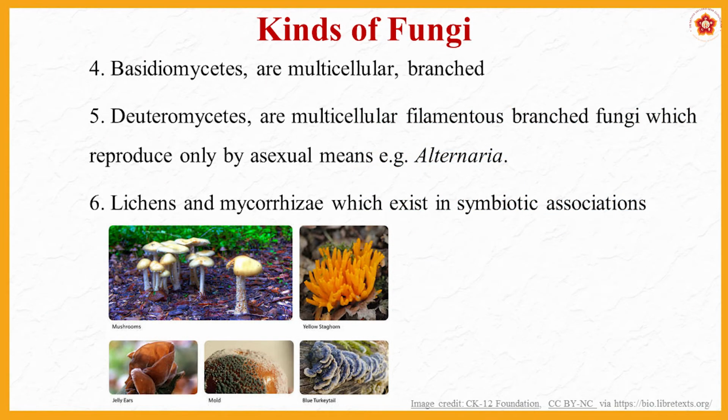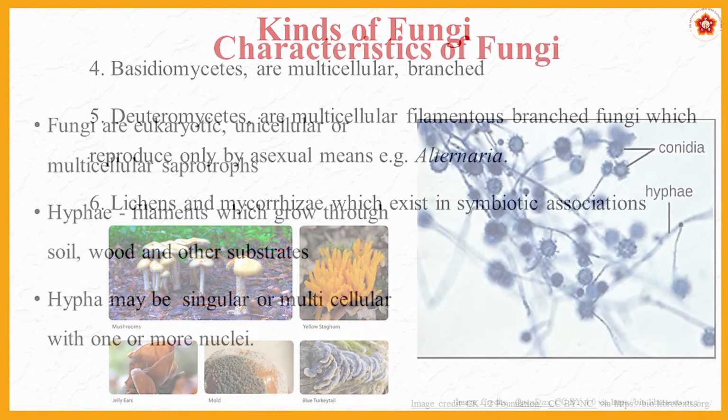Continuing the kinds of fungi, next is Basidiomycetes, which are multicellular and branched. Deuteromycetes are multicellular, filamentous, branched fungi, which reproduce only by asexual means. Example, Alternaria. The last is lichens and mycorrhizae, which exist in symbiotic association with plants.